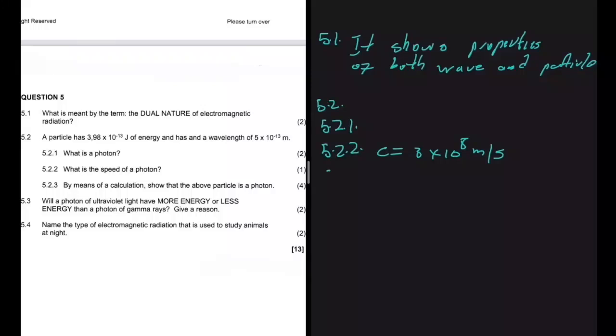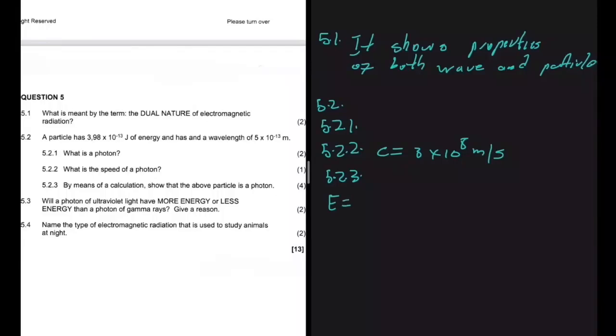And then 5.2.3 is saying that by means of a calculation, let's show that the above particle is a photon. So let's jot down the information we have so that we can see how we can potentially solve this problem. So we're given the energy, right?